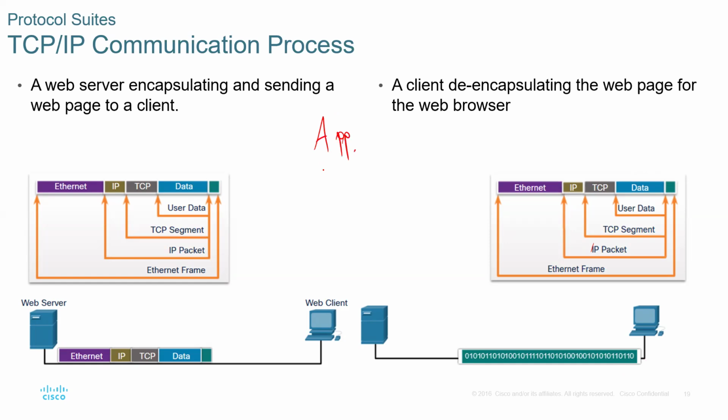Let's put application. Let's have transport. Let's have internet. Then let's have network access. Those are my layers, TCP/IP. Right. Data redu interact in the application layer. We have our data. Information yedu.